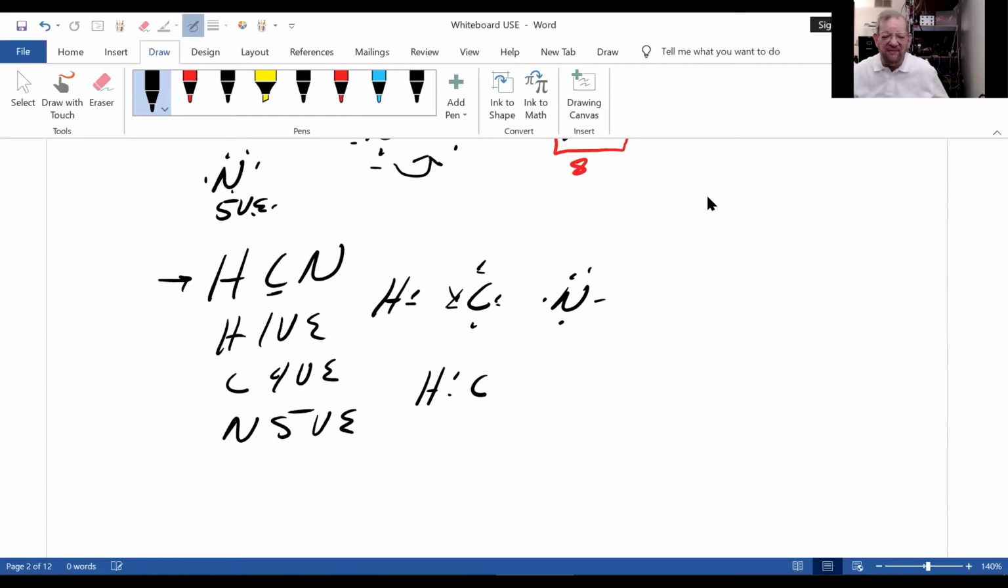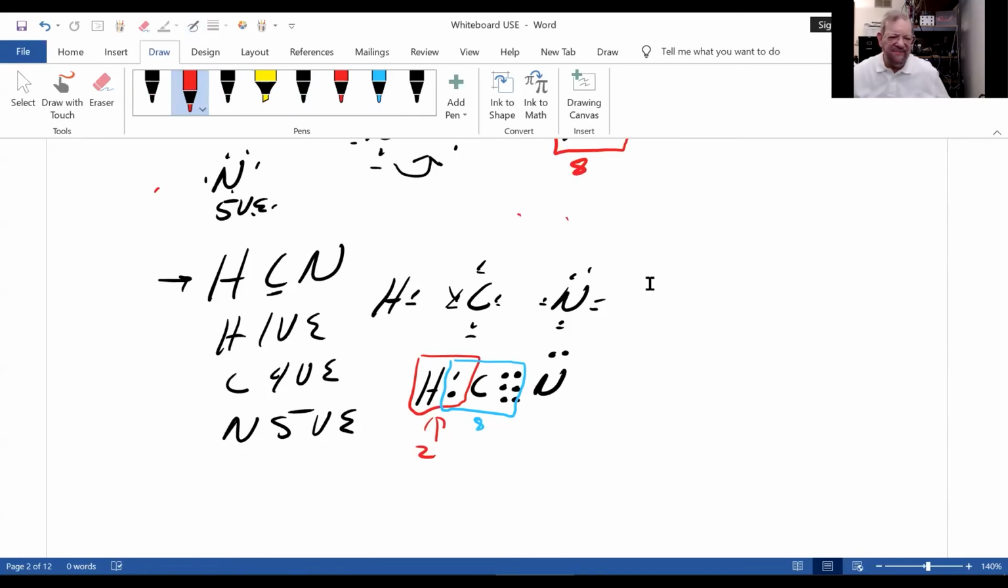Carbon says, I have 3 unpaired electrons. Nitrogen, you have 3 unpaired. Let's share. And they do. And the non-bonding electrons on nitrogen are still there. And if we look at this, notice hydrogen has its octet of 2. Carbon has its octet of 8, shared and its own. And finally, nitrogen has 8 also. And that's how it works.